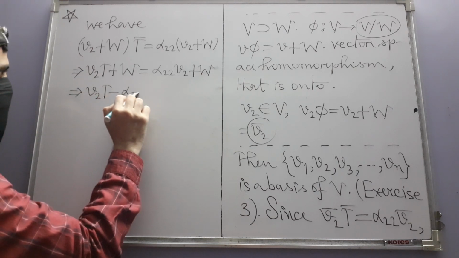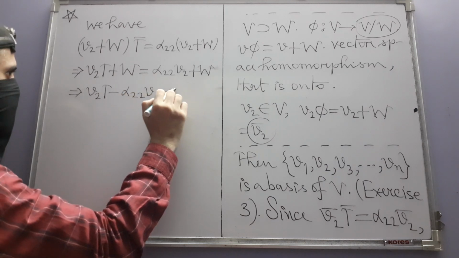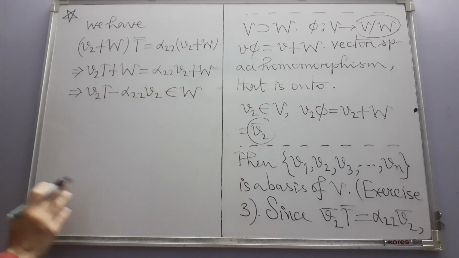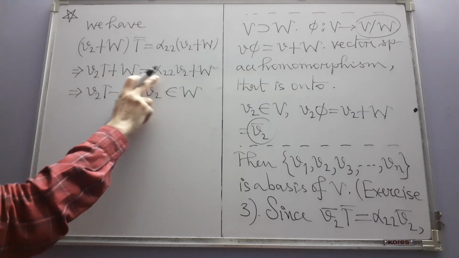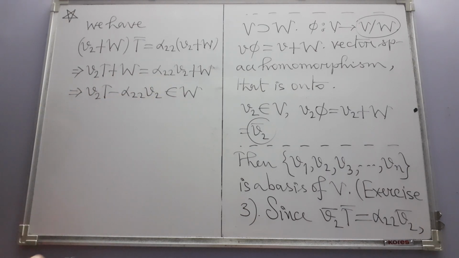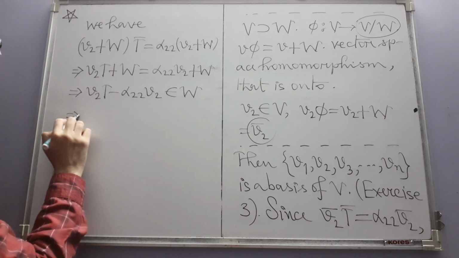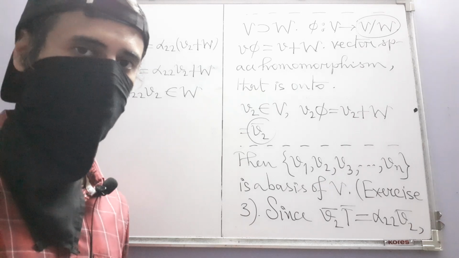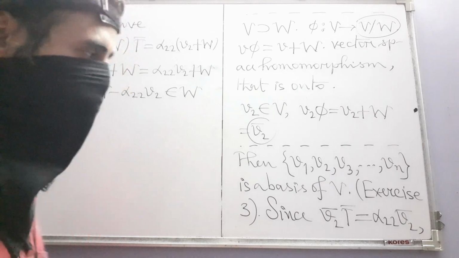V2t minus alpha 2 V2 belongs to W. If two cosets are equal, then their representatives, if you take their difference, that belongs to W. Okay. But what is W? W consists of all the scalar multiples of V1.